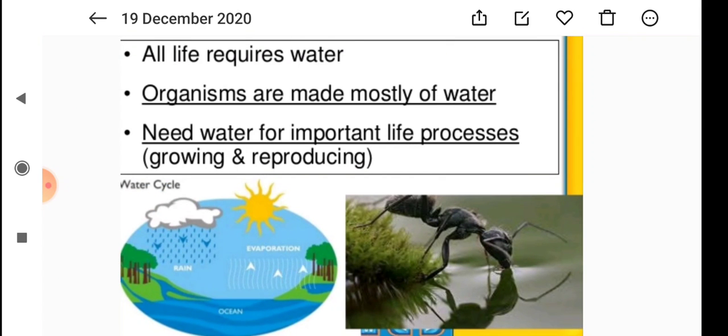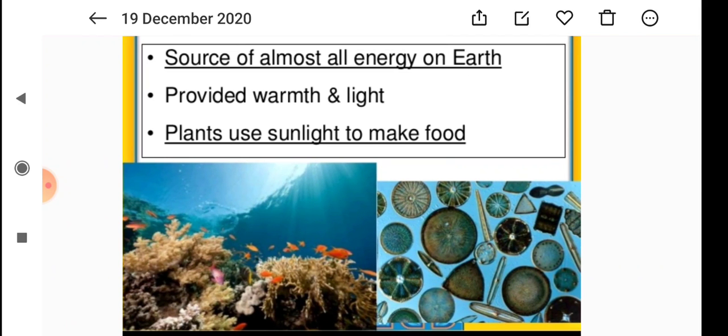All life requires water. It is an important abiotic factor. Organisms are made mostly of water. They need water for important life processes, growing and reproducing. Light is the source of all the energy on the earth. It provides warmth and light. Plants use sunlight to make food.